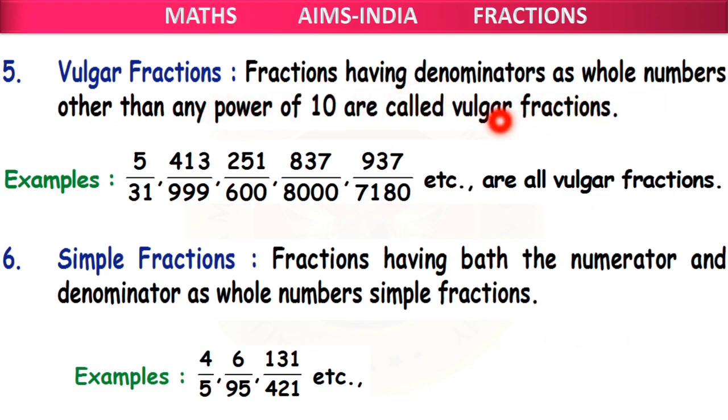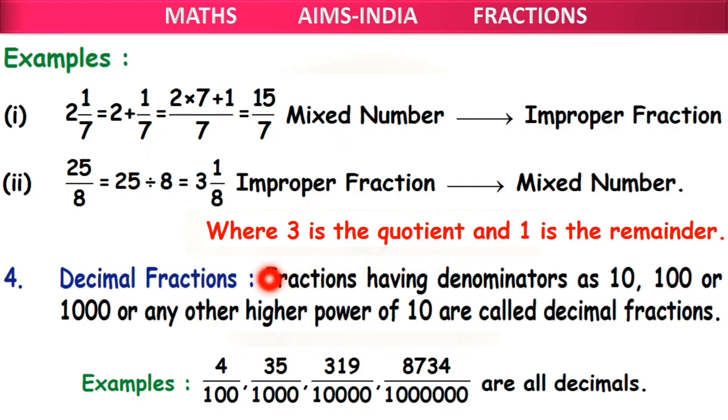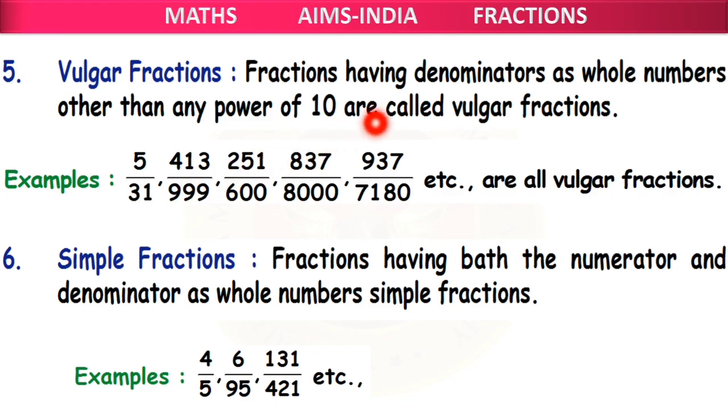Fractions having denominators as whole numbers other than any power of 10 are called vulgar fractions. Sorry, we've missed decimal fractions here. Fractions having denominators as 10, 100 or 1000 or any other higher power of 10 are called decimal fractions. Yes, when we have 10, 100, 1000 or any other power of 10 as the denominators, they are called decimal fractions, and vulgar fractions become those fractions having denominators as whole numbers other than the power of 10. Yes, if it is not a decimal fraction, then it will be a vulgar fraction.